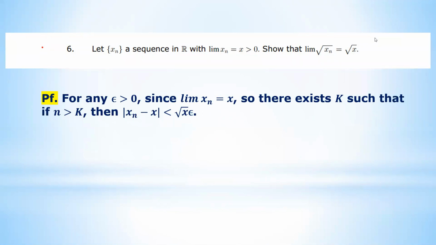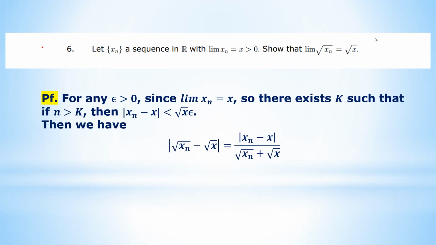Okay. So in this case, you can see from the analysis that we need |xn minus x| to be less than square root x times epsilon. Square root x is a fixed number in this case, obviously. So then we're going to have that. You can see the final inequality. Well, you turn the final inequality into the absolute value of xn minus x divided by these two things. Then you can just throw away the xn term. So that means this is less than that.